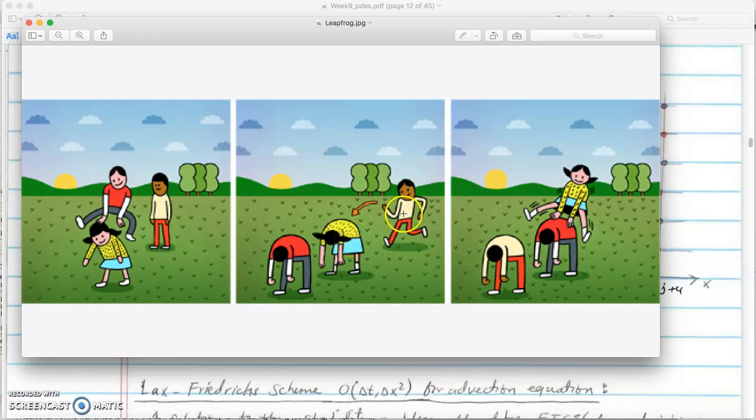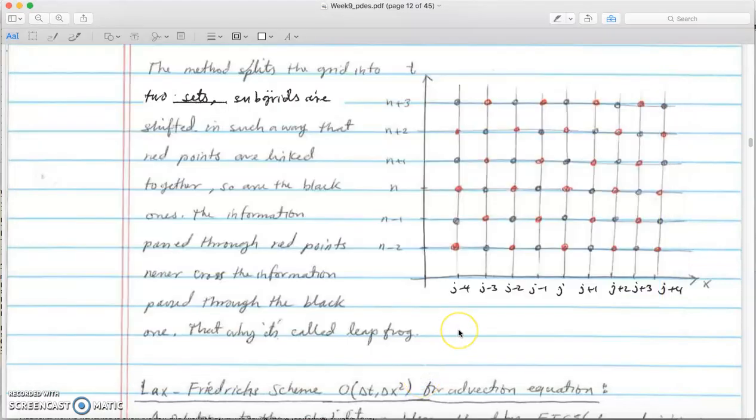So that means if you think of these as grid points, I can think of this as a black grid point, this is red, and this is black. So this jumps over this and then becomes the next person. So that's why it's called Leapfrog, or leaps over every other point or every other game player. So that's exactly the same thing we are saying in our numerical technique, and that's why it's called Leapfrog.